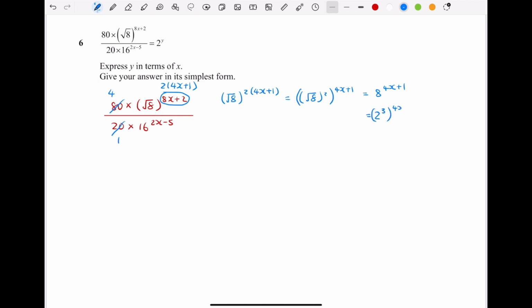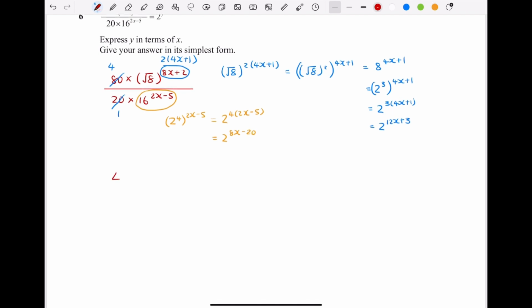Now, we know 8 is 2 cubed. By using laws of indices, we know that this is going to be the same as 2 to the power of 12x plus 3. Now, let's look at the denominator. 16 is 2 to the 4. And again, by using laws of indices, we know that this can be rewritten as 2 to the power of 8x subtract 20. Our fraction can be rewritten as 4 times 2 to the power of 12x plus 3 over 2 to the power of 8x subtract 20.